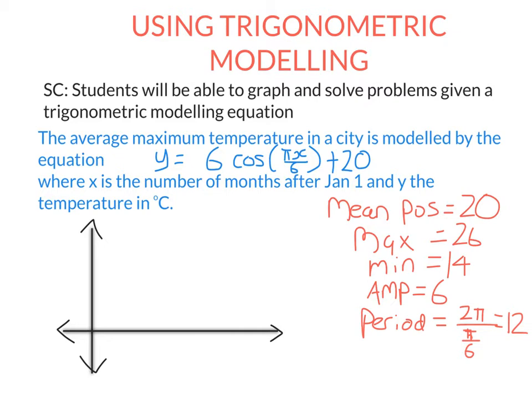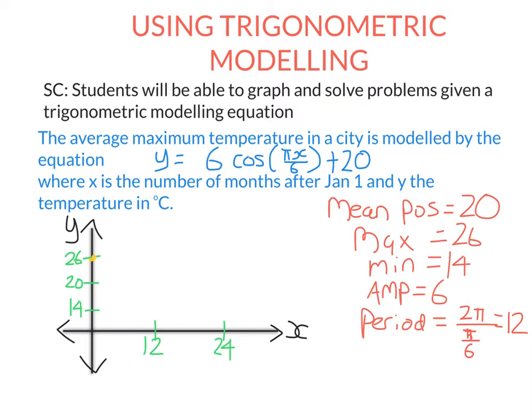So let's now put some numbers on our axes and graph this. Don't worry about the scale, this is just a rough sketch. Because this is a cos graph, we just need to remember cos always starts at its maximum, whereas sine starts at the mean position. So it will start here. If you didn't know that, that's fine. You could simply substitute in x equals 0 and put it in your calculator.